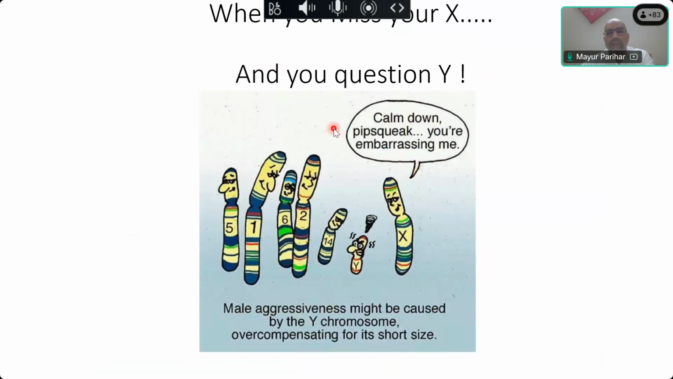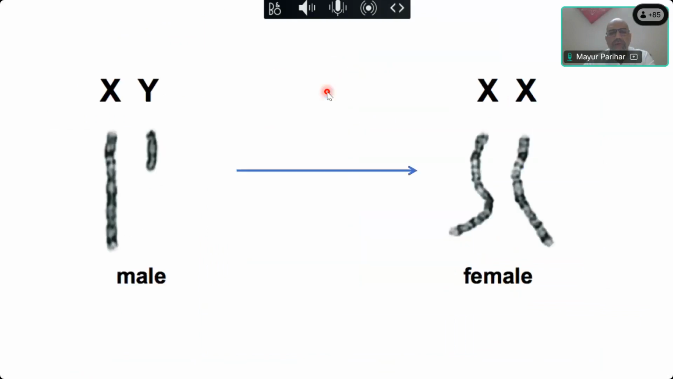So I like to call this case "when you miss your X and you question why." This was a 32-year-old patient of AML. He underwent a bone marrow transplant. The donor was his haploidentical sister.